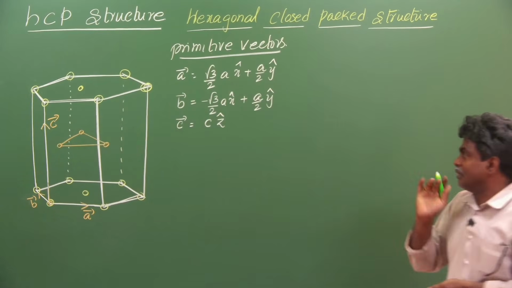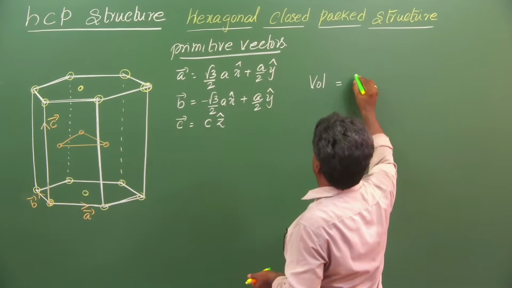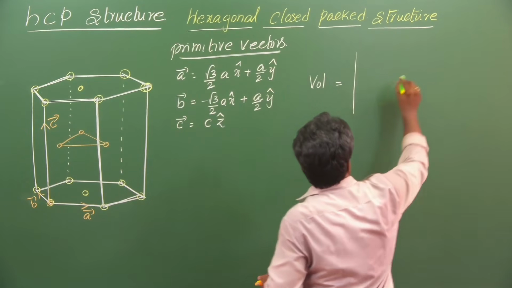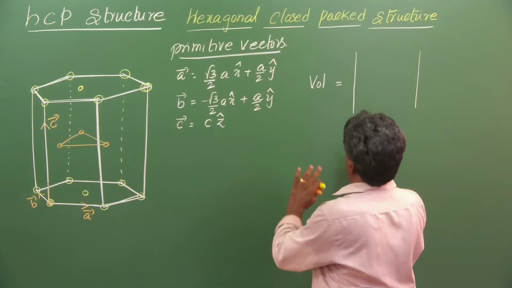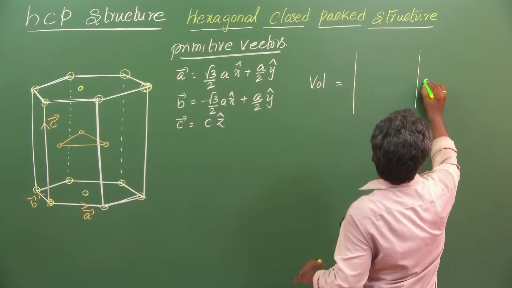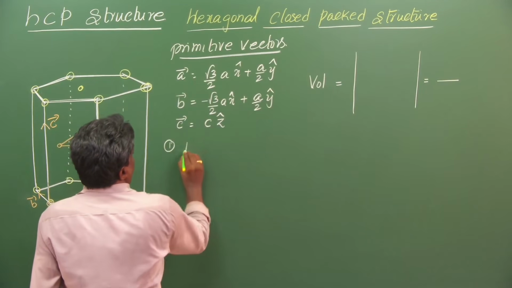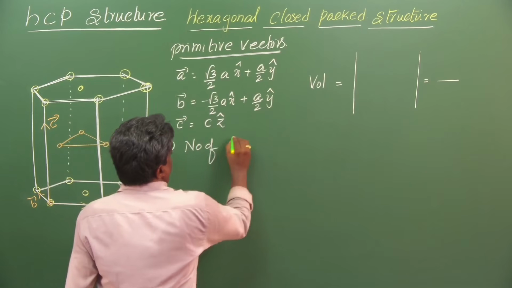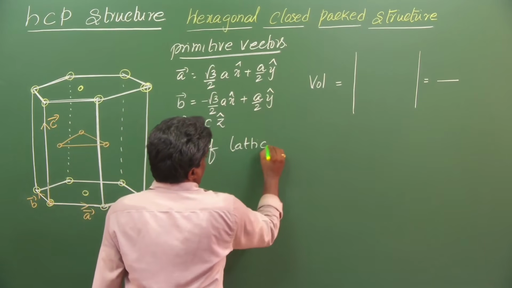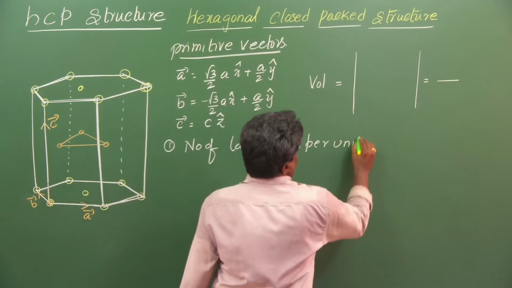Now, I hope you know how to find the volume. I need not explain. Take the determinant, or as you wish, A bar dot B bar cross C bar. Find it however you can and tell me the answer later. Next, first one: the number of lattice points per unit cell. Are you listening? The number of lattice points per unit cell.